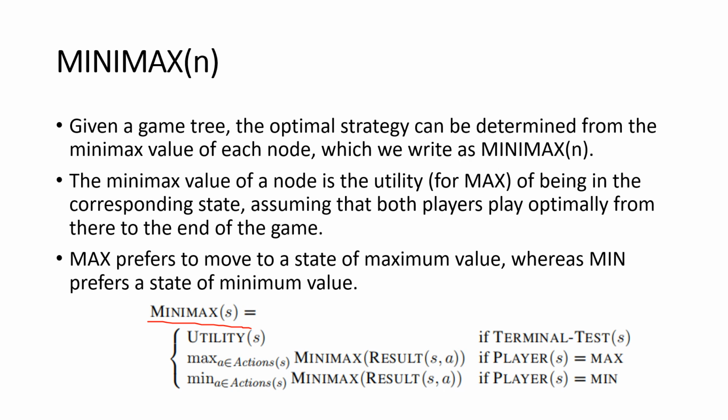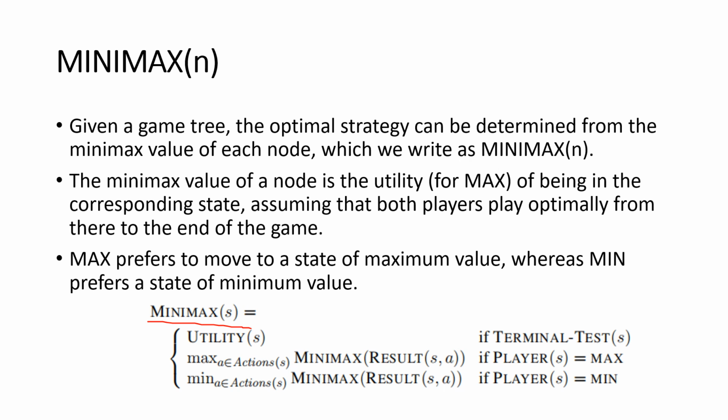Then, for example, here you can see minimax of S is equal to utility, if the game is over. There are no more moves and the value is already known. So win is equal to +1, loss is equal to -1 and draw is equal to 0. Then case 2 is minimax of S is equal to max of minimax of result(S, a). So if it is max's turn, max will choose the action that leads to the highest minimax value. Max looks at the children and picks the maximum.